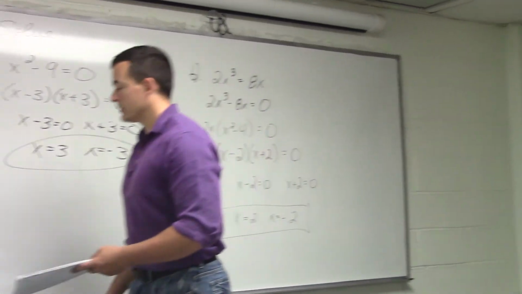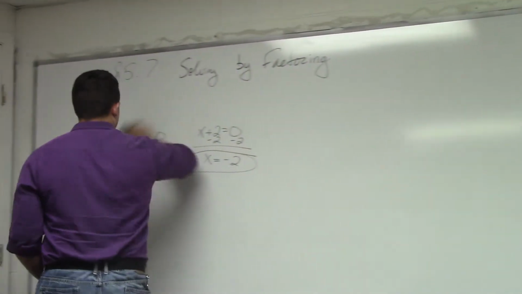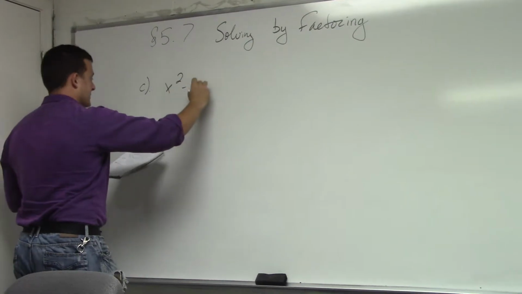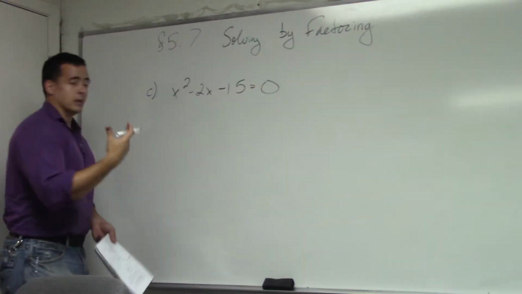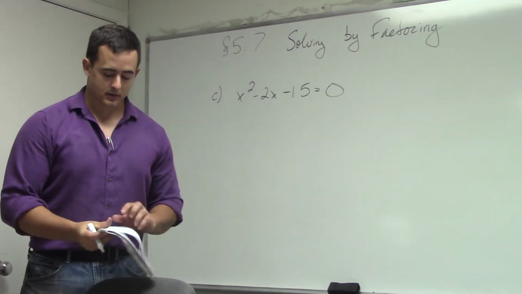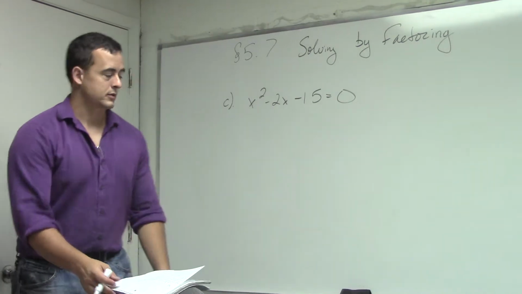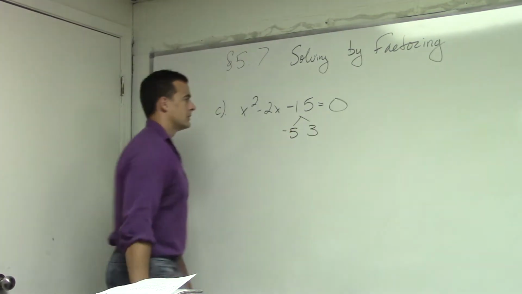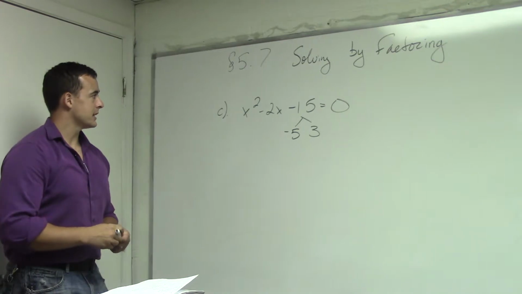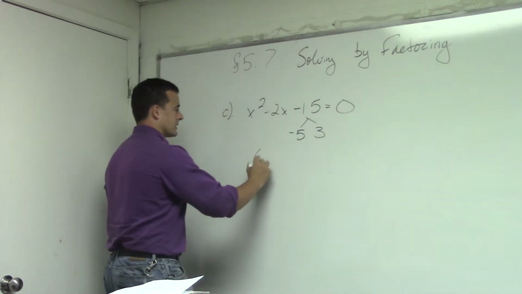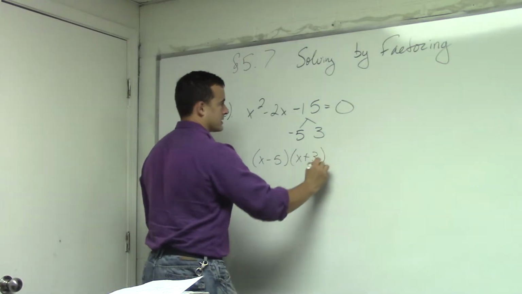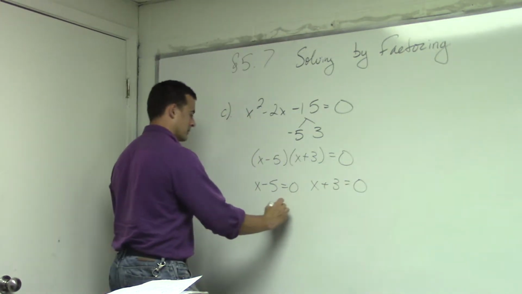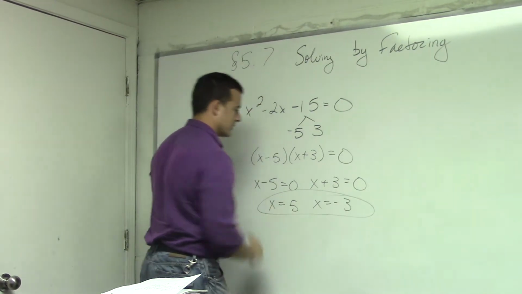We can do this with trinomials as well. So part C, x squared minus 2x minus 15 equals 0. You think about how to factor a trinomial in this case. Well, it's rules that we've talked about and learned. You need to find something that multiplies to negative 15, adds to negative 2. Negative 5 times 3 gets you negative 15. Negative 5 plus 3 gets you negative 2. So this thing factors like this, which means you can then take each factor, set it equal to 0, solve each one of those factors, and get your answers.